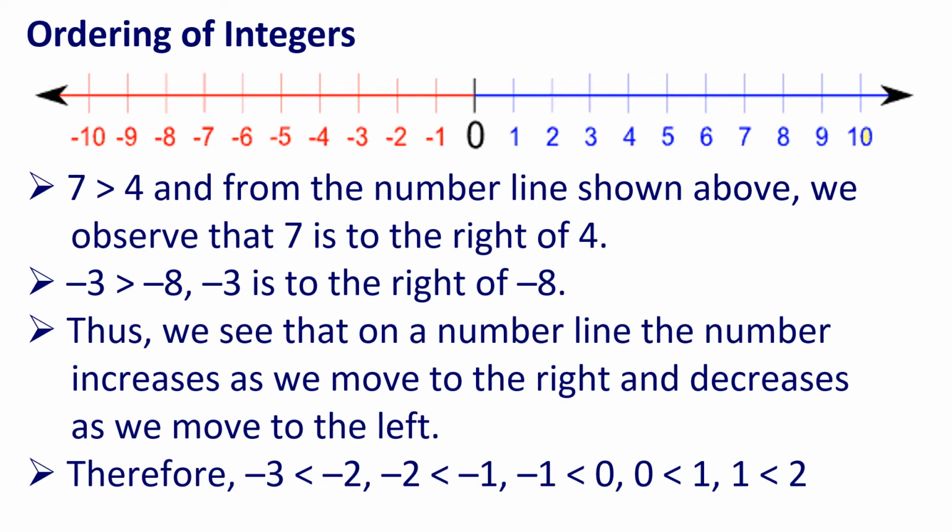Therefore, -3 is less than -2, -2 is less than -1, -1 is less than 0, 0 is less than 1, 1 is less than 2, and so on.